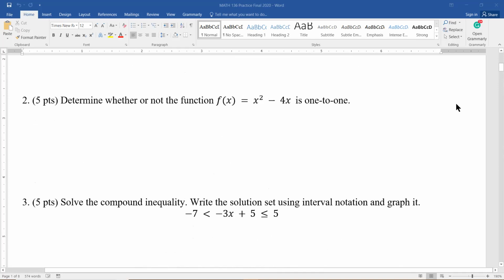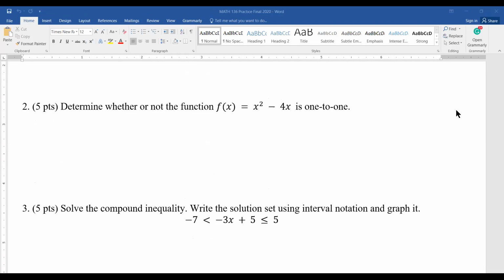Moving down to question number 2, we're being asked to determine whether or not the function f of x equals x squared minus 4x is 1-to-1. Remember, the parent function of a quadratic looks like this, a parabola. Again, could be anywhere. We have to decide if this graph would pass the horizontal and the vertical line test. This would not pass the horizontal line test, so my answer would be no.